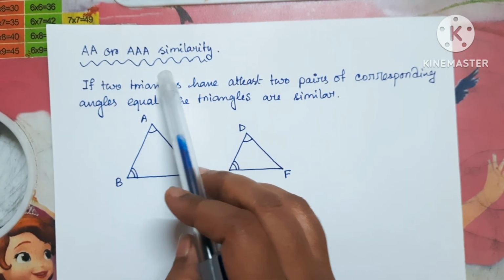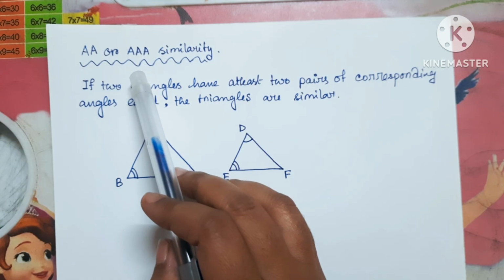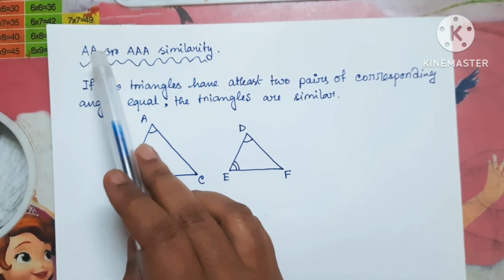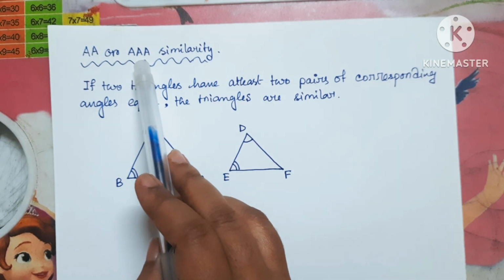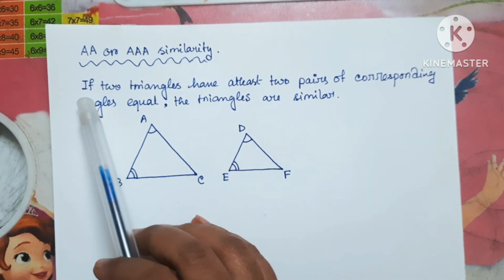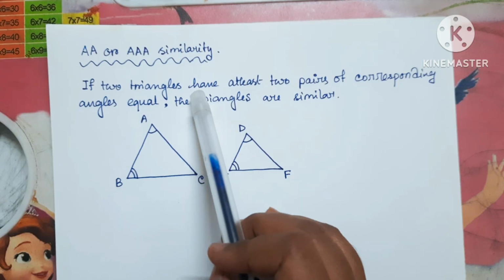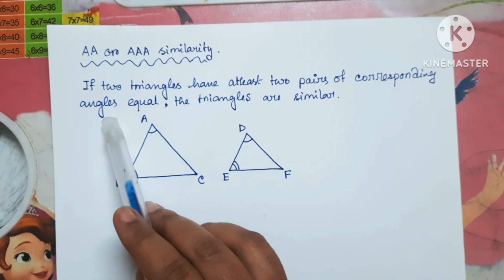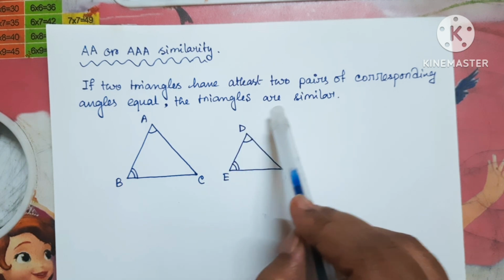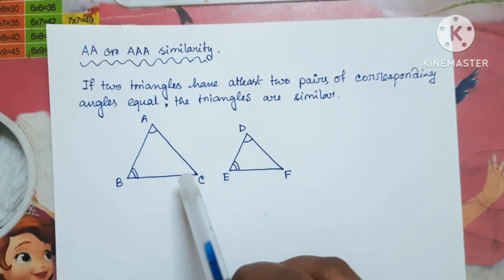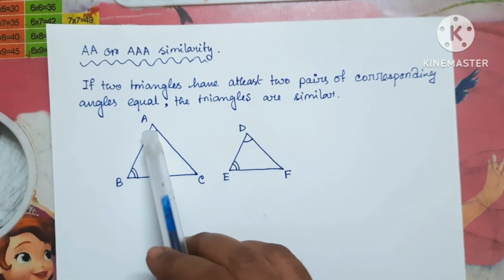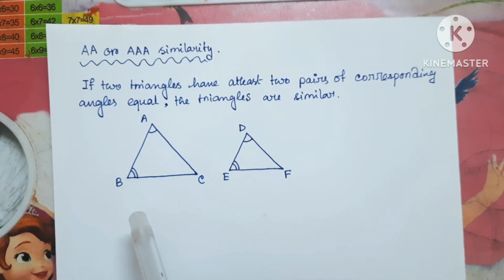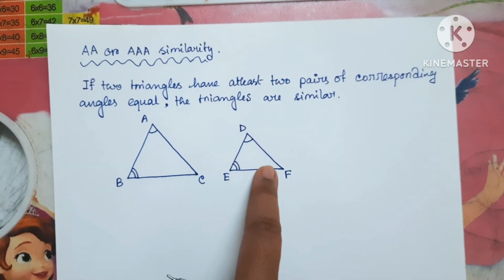AA or AAA similarities, or you can say AA or AAA postulates. Now see, AA means 2 angles and AAA means 3 angles. Now what does it mean? See, if two triangles have at least 2 pairs of corresponding angles equal, the triangles are similar. What does it mean? See these 2 triangles. In these 2 triangles, A and D are equal and B and E are equal. Okay, now automatically C and F will be equal.